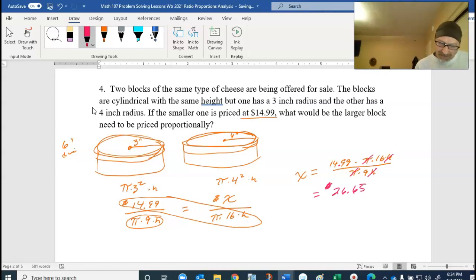That is quite a bit different than just going 3 to 4. Had you done it that way, you wouldn't be taking into account the much larger volume when the radius increases. So it's based on 3 squared, which is 9, and 4 squared, which is 16. Okay?